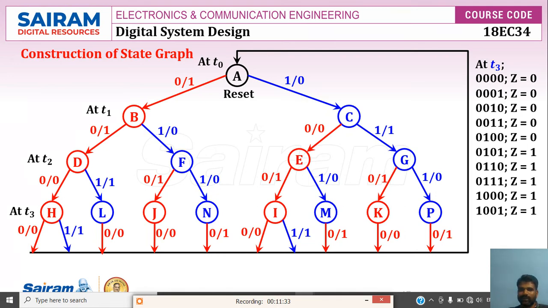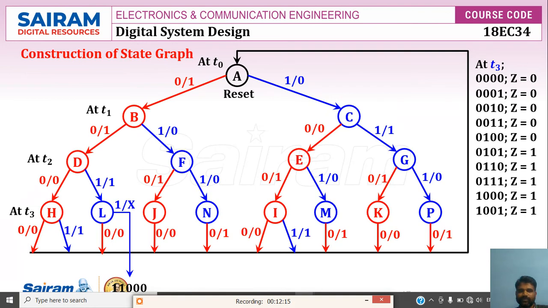Clear now. So here next at J, if 1 is received, the total received sequence is 1 0 1 0. So 1 0 1 0 is not specified in the truth table. So output is don't care. Output is specified as a don't care. So we are not including this in the state graph. We remove that. Similarly, at K, if 1 is received, total received sequence is 1 0 1 1. That is also not specified. Output is don't care, and that is removed.